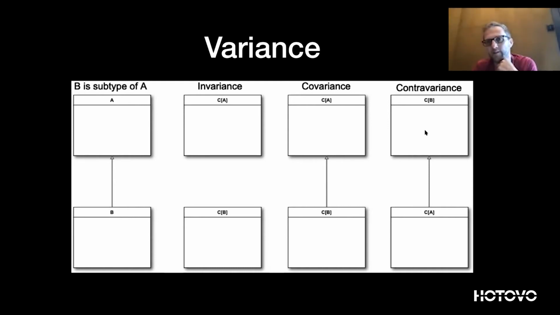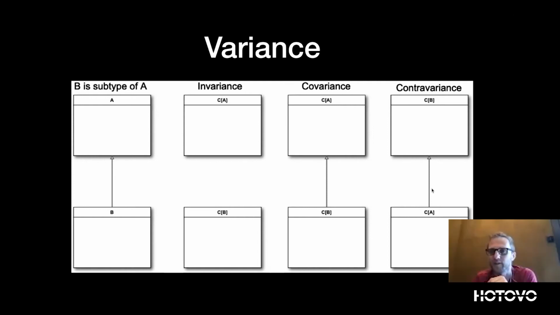Now, contravariance is even more difficult to understand, because it's not easy to imagine how this could work. But it's simply the other way around. So if you have a list of A, then a list of A is a subtype of list of B.